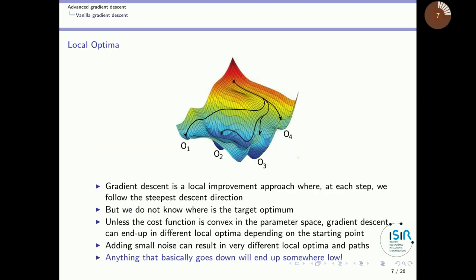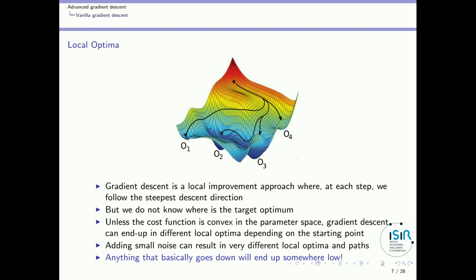One important thing about gradient descent is that it is very sensitive to local optima. It's a local improvement approach, where at each step you follow the steepest descent direction, but you don't know what the optimum target is. Unless your cost function is convex, in which case you just have one global optimum, gradient descent can end up in different local optima depending on both the starting point and on noise. So if you start from here, you will end up here, which is probably the best local optimum. But if you start here, you will end up here, which is not the best local optimum.